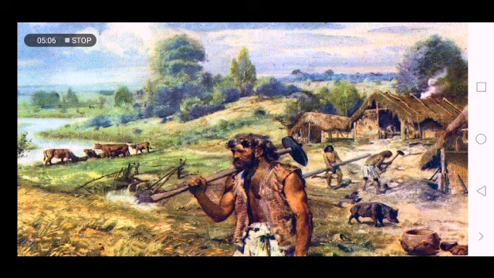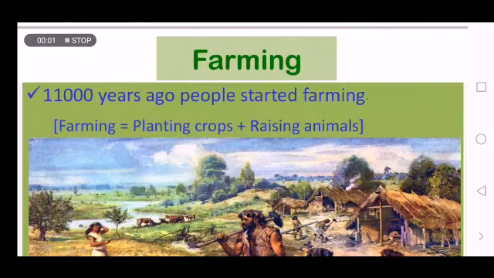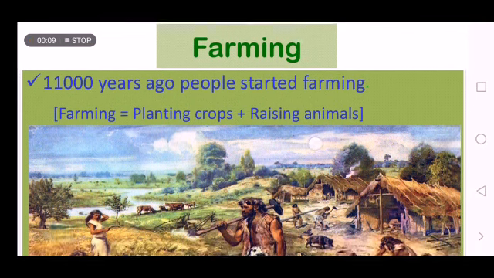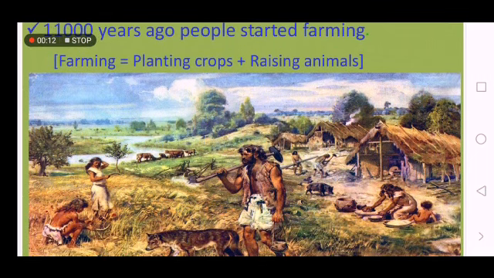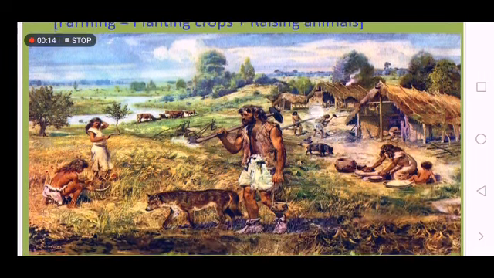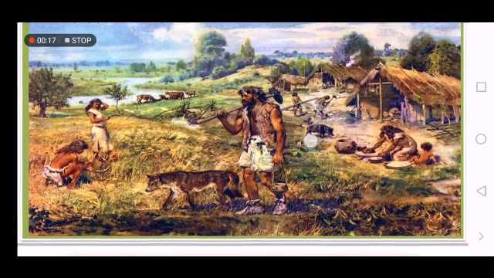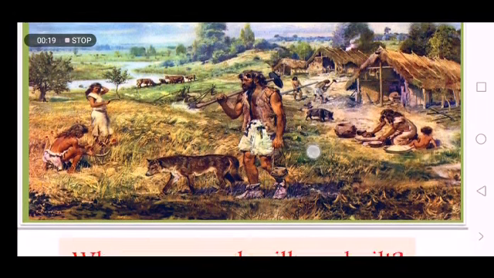The first man, the early people, started building villages as they started farming 11,000 years ago. When early people started farming, they discovered that they needed a good place to settle in, to build their houses and to live. So they had to choose a suitable place where they could build their houses and their farms.